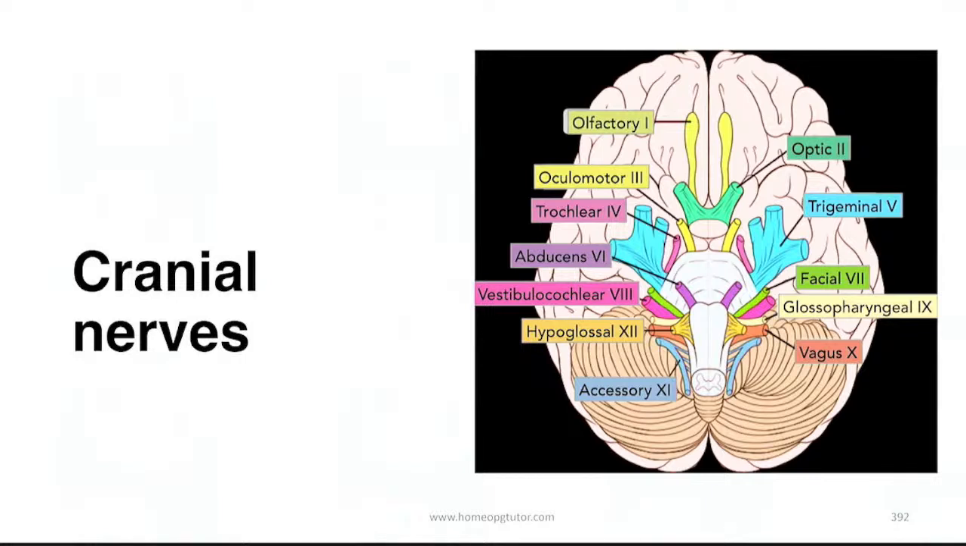So we have 12 pairs of cranial nerves. What are they? Olfactory, optic, oculomotor, trochlear, trigeminal, abducens, facial, vestibulocochlear, glossopharyngeal, vagus, accessory, and hypoglossal cranial nerve, right?